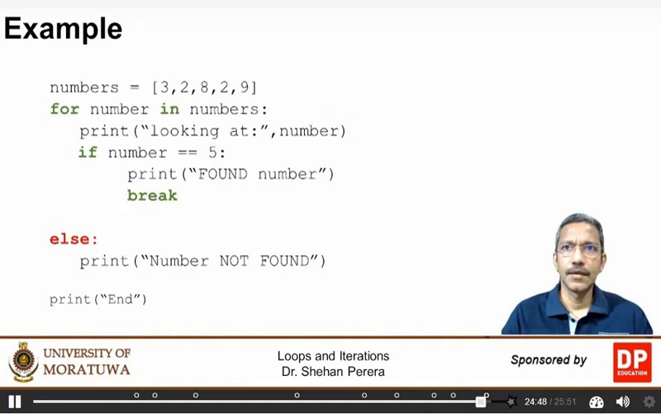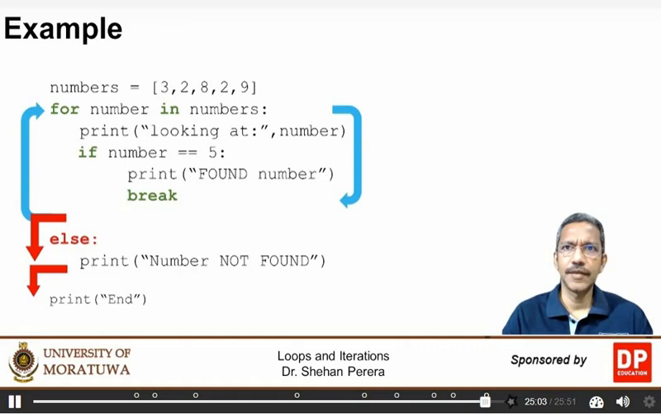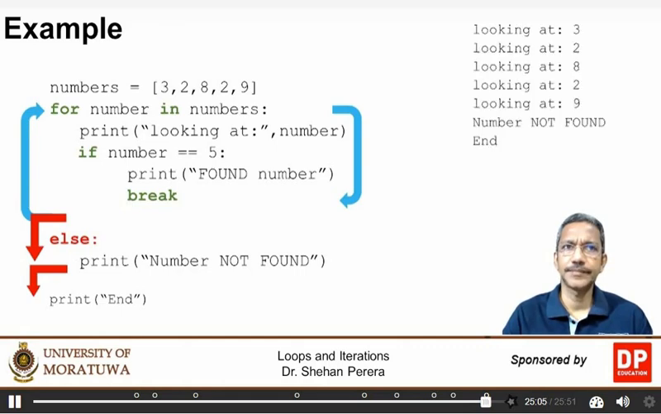Now let us look at the same example without the number 5 in the list. This time the loop will complete, and because it completed without breaking, it will go to the else clause and execute it and print number not found. After that, it will end by printing end.